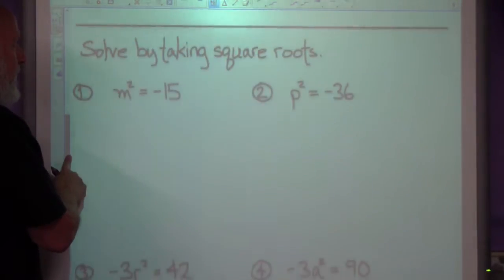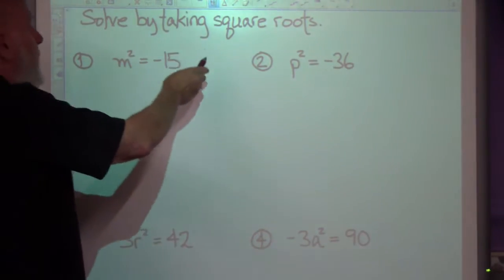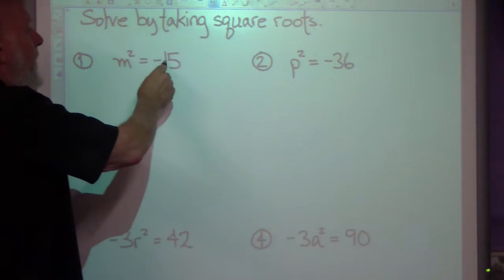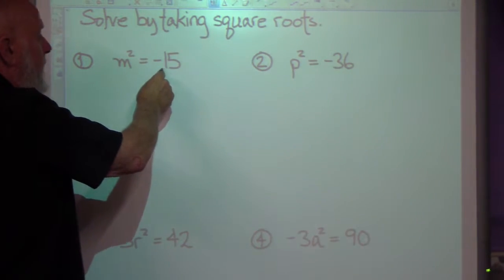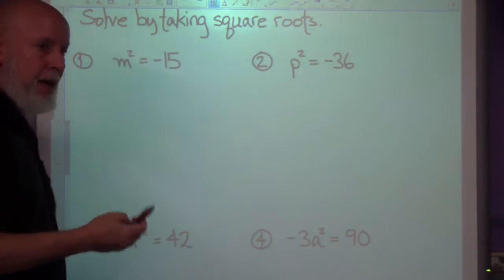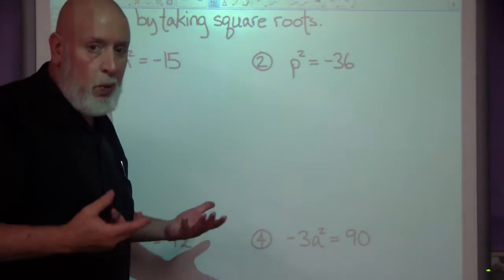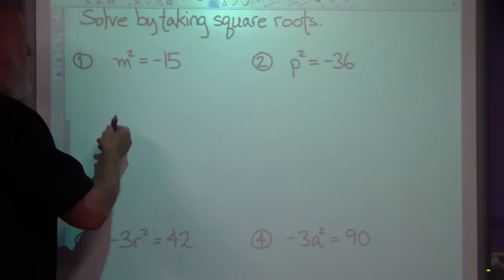So here we go. We're going to solve some equations, see what it looks like. Solve by taking the square roots. I've got m squared is equal to negative 15. So I'm looking for some number that I can multiply by itself that will give me negative 15, and there is no real solution to that. So we'll go into the imaginary numbers.